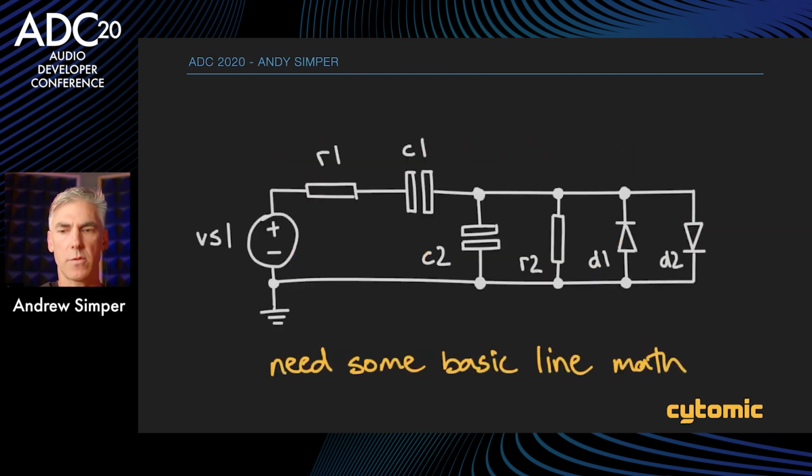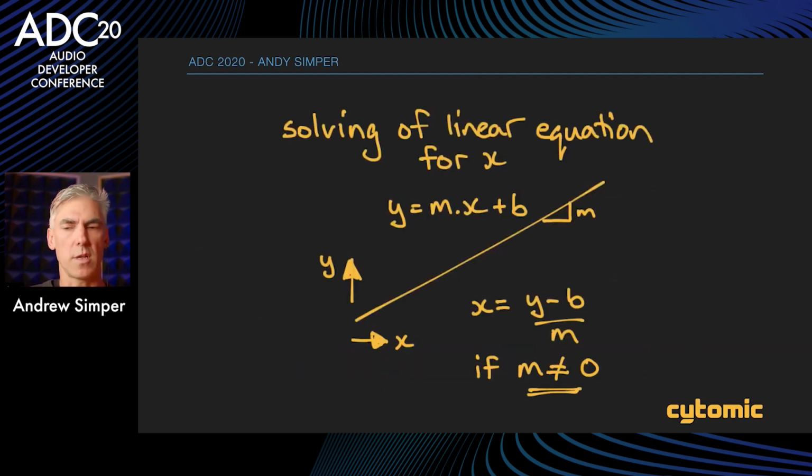So let's start with our first example, a diode clipper. This is the classic circuit, which is simple enough that it's approachable, but complicated enough that it exhibits a lot of the problem domain. And to solve this kind of thing, we only need some basic line maths. I'll run through what that means. Linear algebra is the actual term, but that sounds scary to some people, so let's call it line maths.